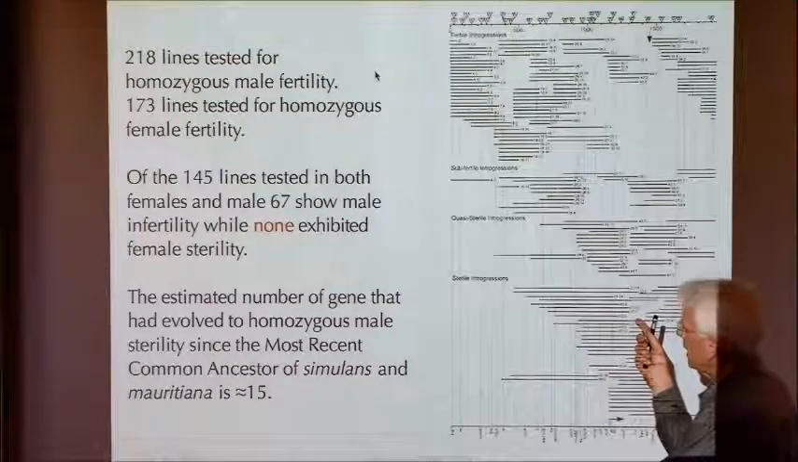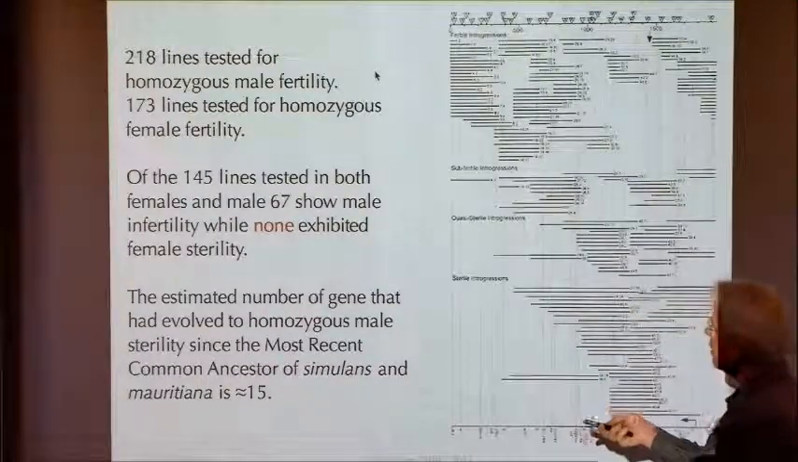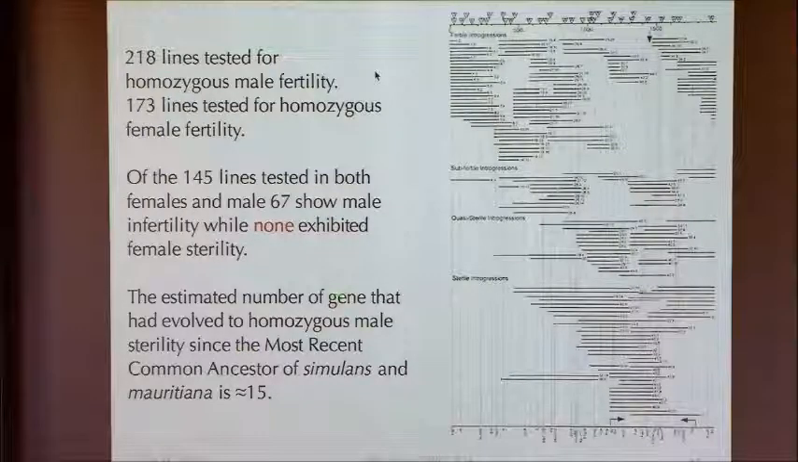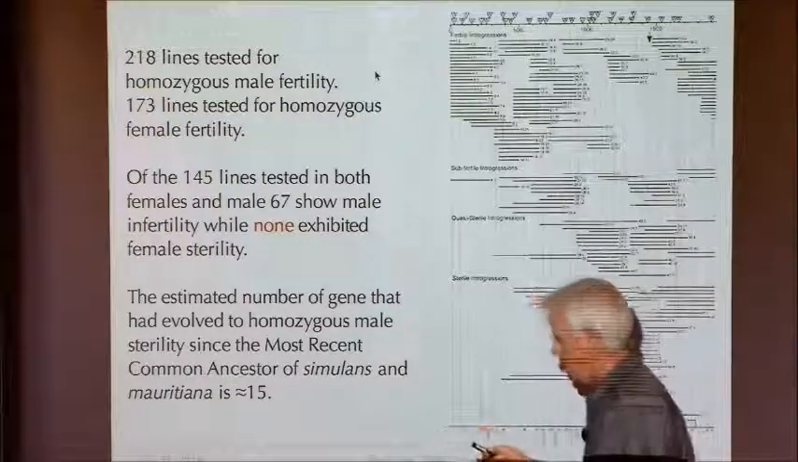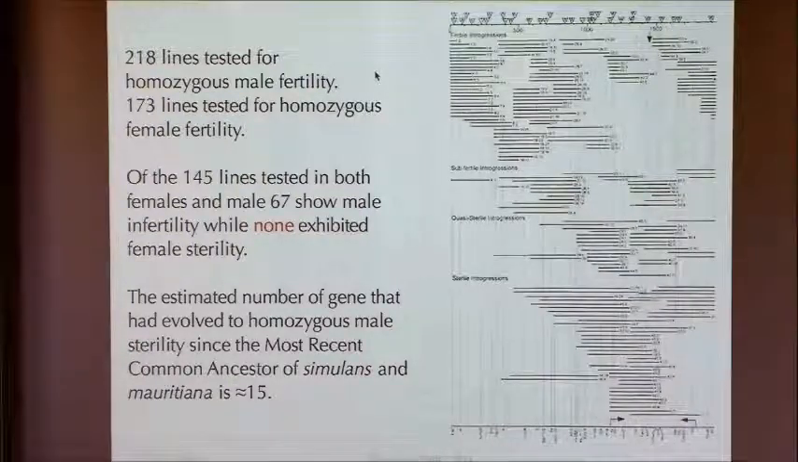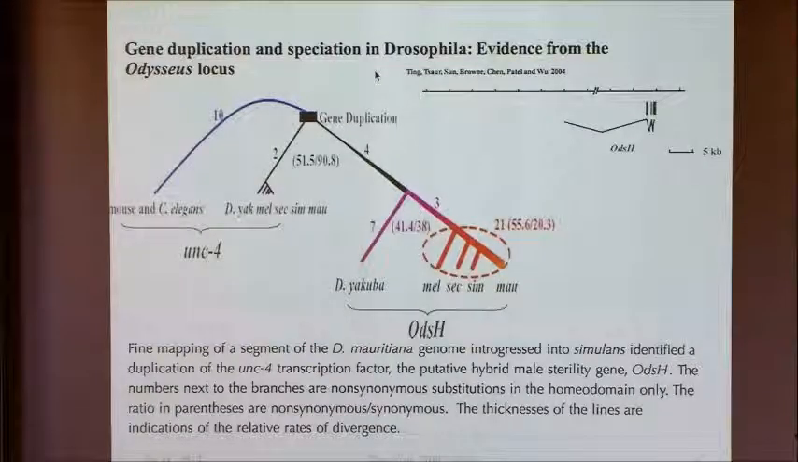And then the other thing that they were able to estimate is that they got 15 such genes in these species. These are very, very closely related species, and they already had 15 male sterility fixations in the genome. And now, chasing down these particular ones is still ongoing. There's been some success, but in that case, it's not so clear.